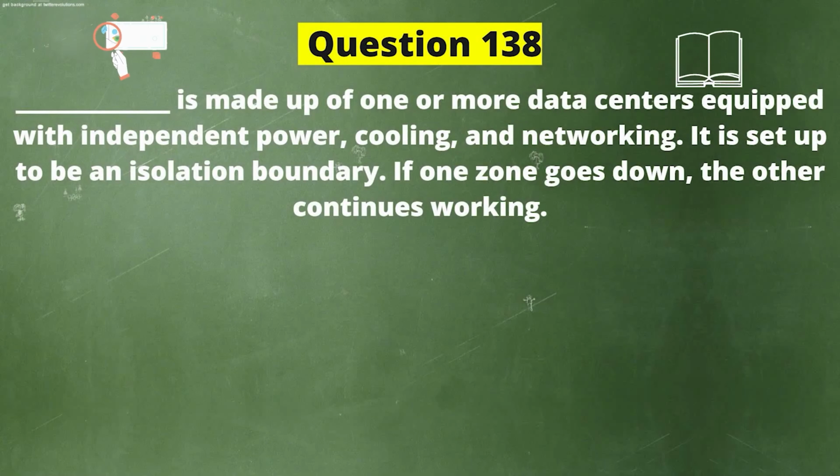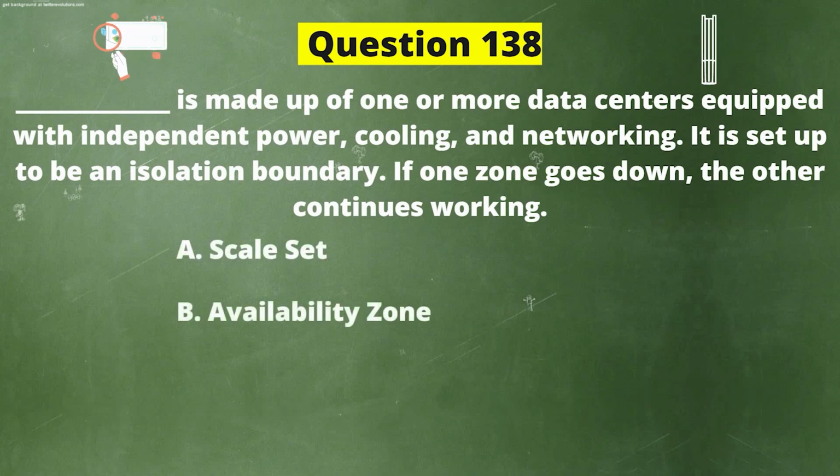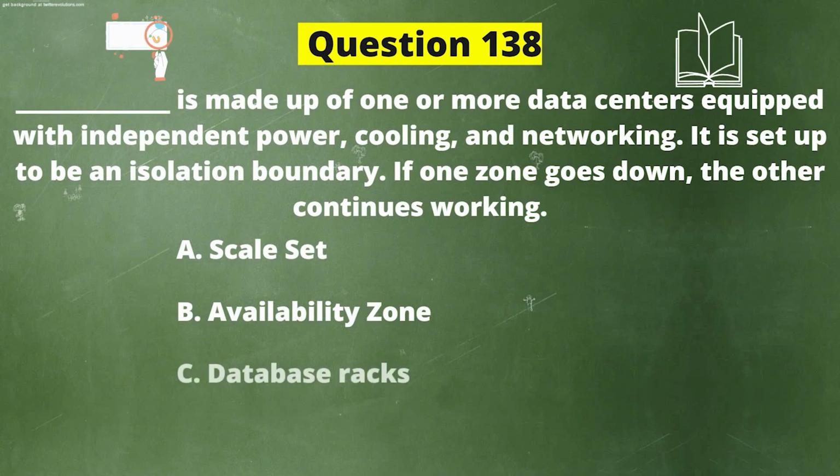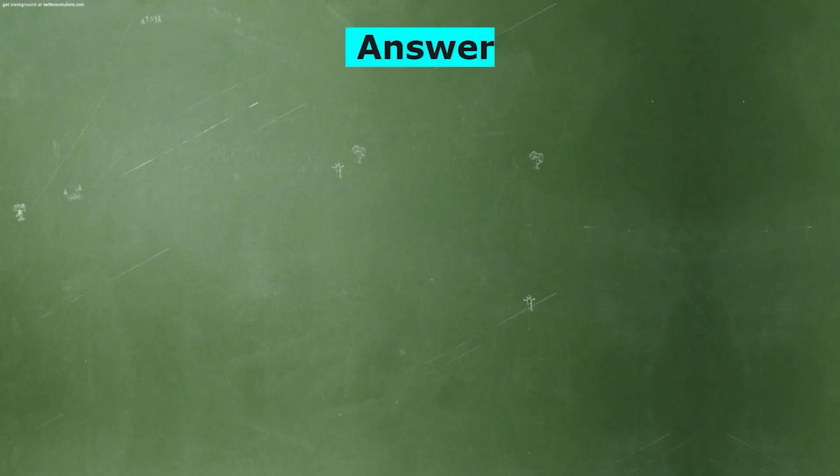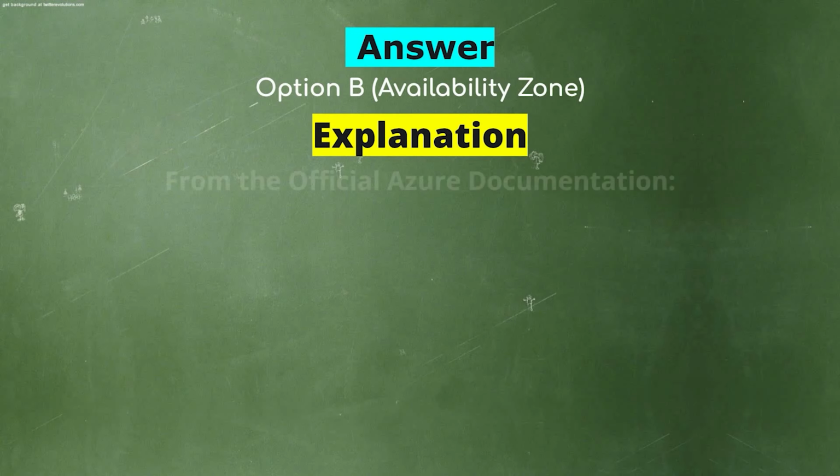Question 138. Dash is made up of one or more data centers equipped with independent power, cooling, and networking. It is set up to be an isolation boundary. If one zone goes down, the other continues working. Option A, scale set. Option B, availability zone. Option C, database racks. Option D, region. And the correct answer is option B, availability zone. Explanation from the official Azure documentation.